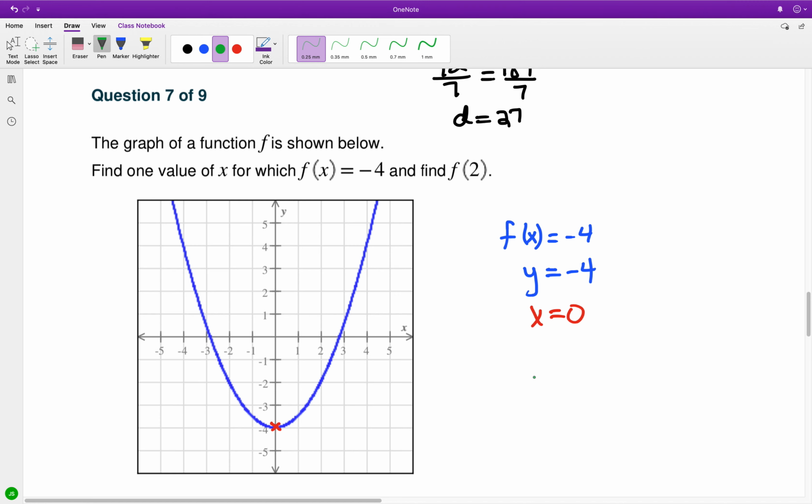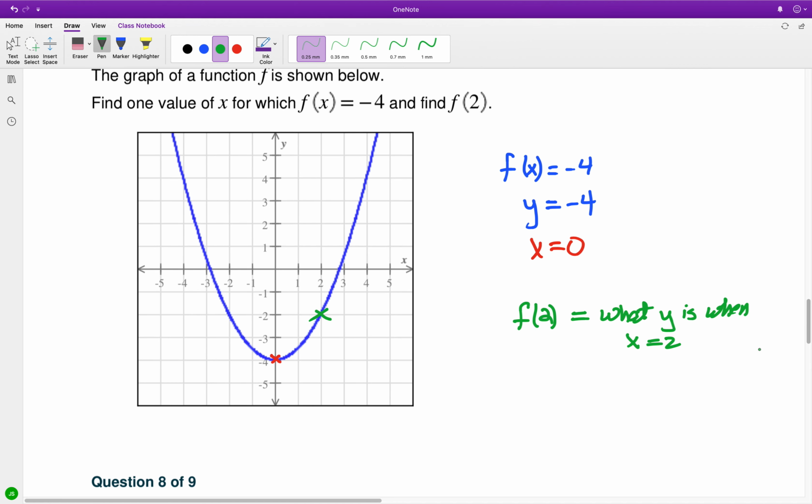Now we have next looking for f of 2. That means you're going to find what y is whenever x is equal to 2. And guess what? Whenever x is at 2, your y value is at -2. So in effect, f of 2 is equal to -2.